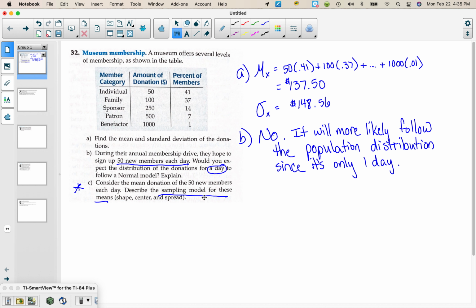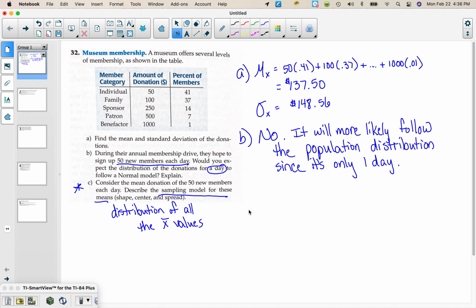So now we're looking at the sampling distribution. This is looking at the distribution of all the X bar values of size 50 that we go through again and again. So that's why B was different. Part B was only asking for one particular X bar value. This is looking at the distribution of all the values.